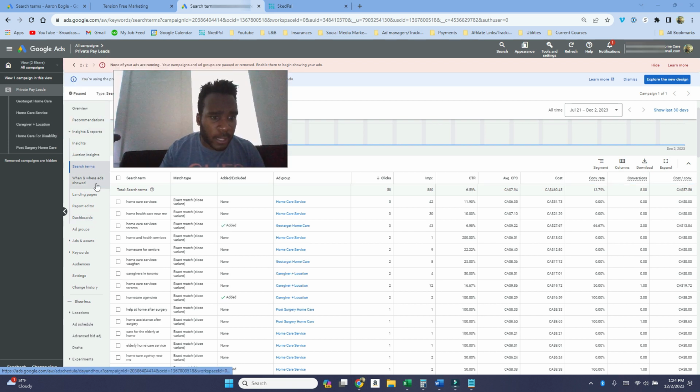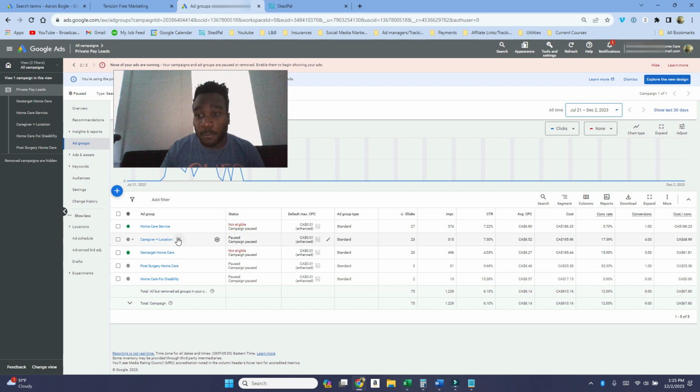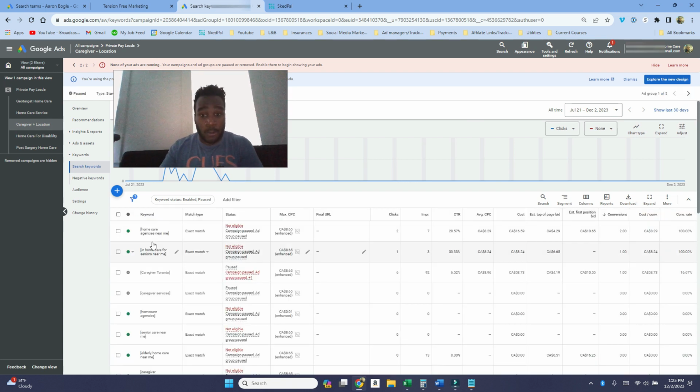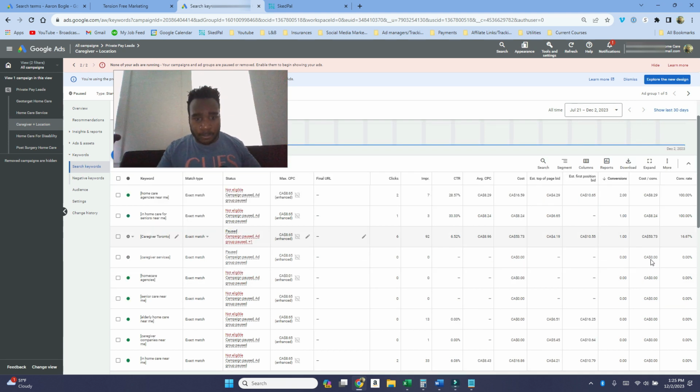But then I also like to look at, even with the ad groups that are performing well, I still go through them to see, okay, why are they performing very well? Is there a keyword in there that's performing very well, and then the other ones are still just lackluster? In this case, this keyword here generated 2 conversions at $9 a conversion. We'll take that. Caregiver Toronto, $53 a conversion. That's still pretty good. We probably paused it because they probably didn't want clients in Toronto at the moment or something like that.